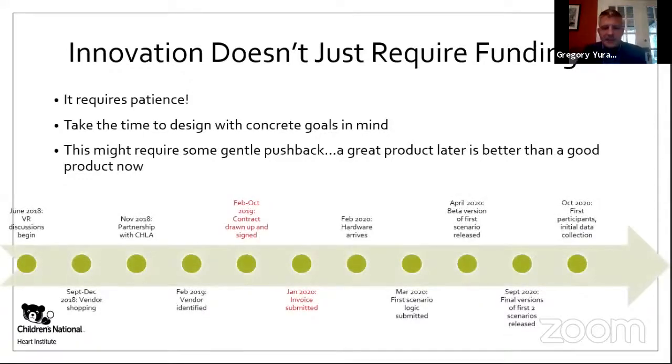I know it came up a little bit small, and I'm sorry if it did. You'll see that in June 2018 is when we started some VR discussions. So fully 2 years ago. It took us a couple of months to talk with a number of different vendors to figure out who would design that.